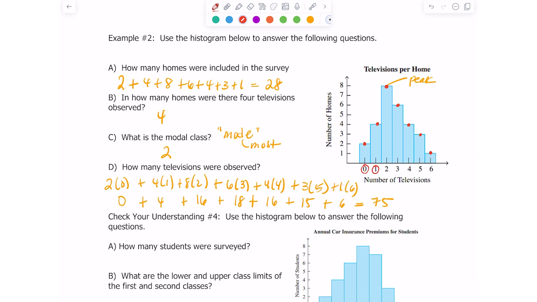And then you're going to connect with line segments. And then remember the last part that says you need to make sure that both ends touch the horizontal axis. So that means I need to come back down here, and I need to come back down here.